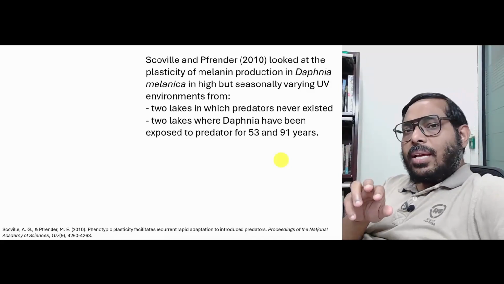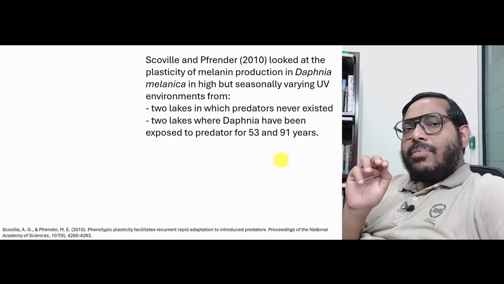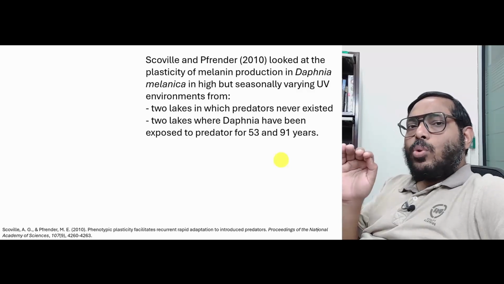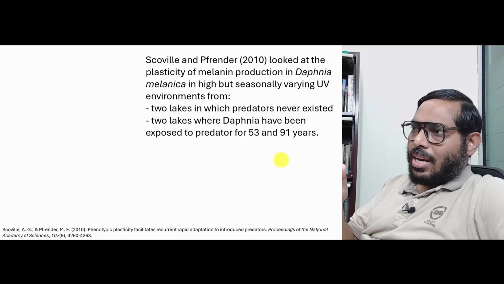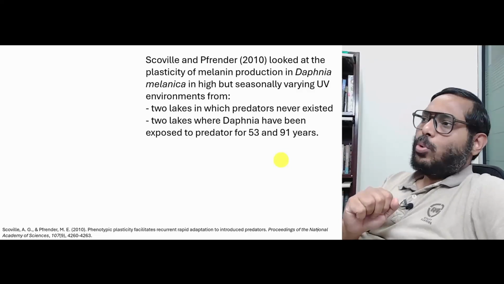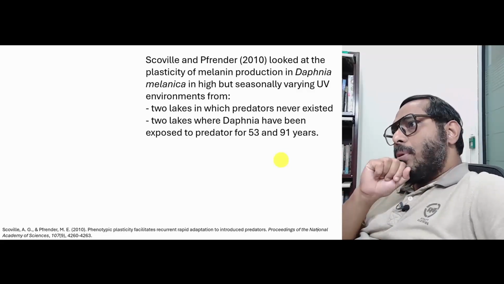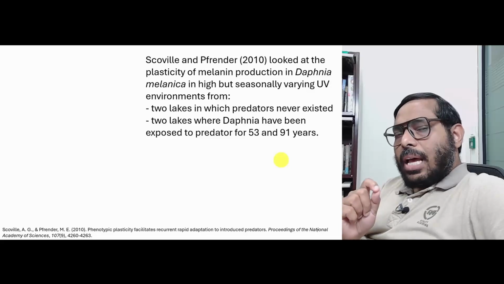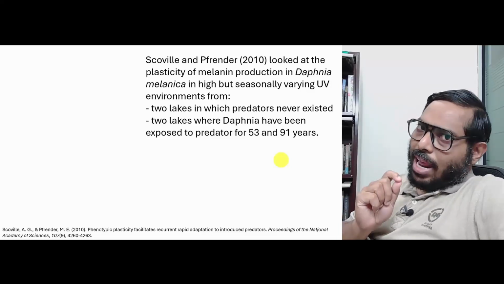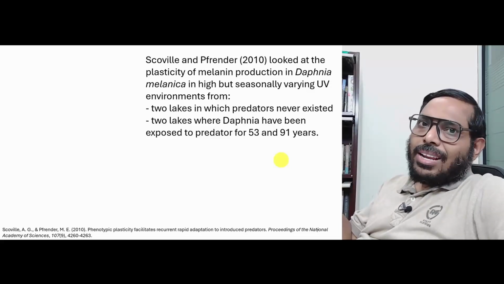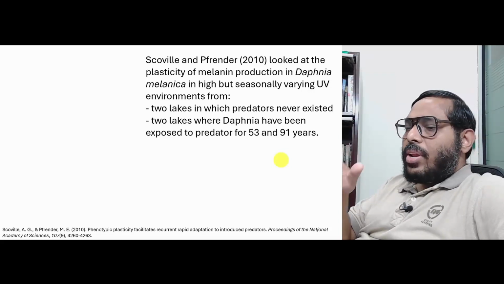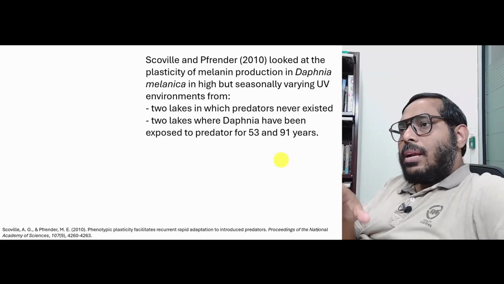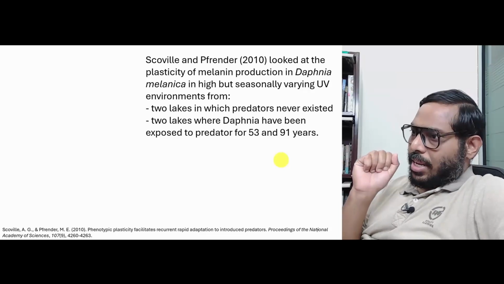The 2 other lakes were such that Daphnia had been exposed to fishes for the last 53 years in one case and 91 years in another case. So, basically long term exposure. Now, this is significant because, as I told you, these fishes are very strong predators of Daphnia. So, in many other lakes the fish had actually pushed the Daphnia to extinction, but they were able to get 2 lakes where the Daphnia and the fish were coexisting.